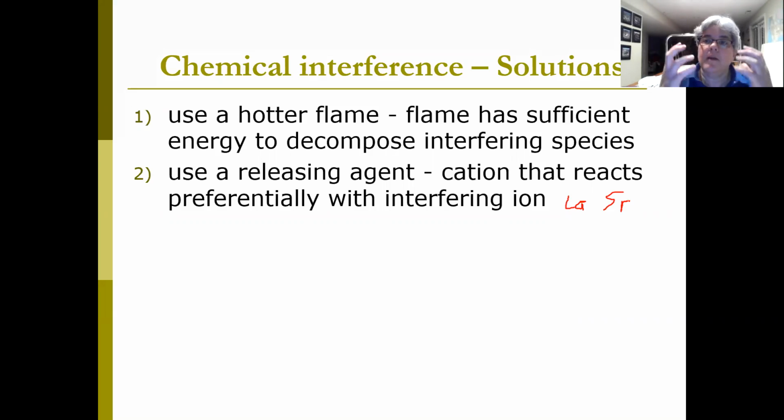Okay, so what happens is, you've got calcium, you've got phosphate, and here's the lanthanum or strontium. So those are actually going to bind the phosphate. So that releases the calcium to be free so that you can measure it. Okay, because the releasing agent has taken out the interfering ion.